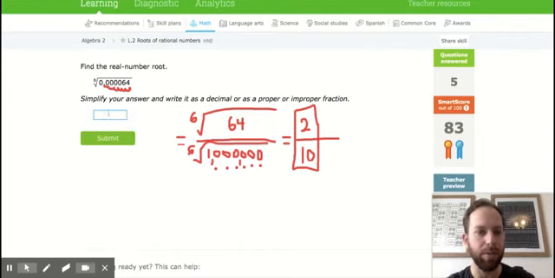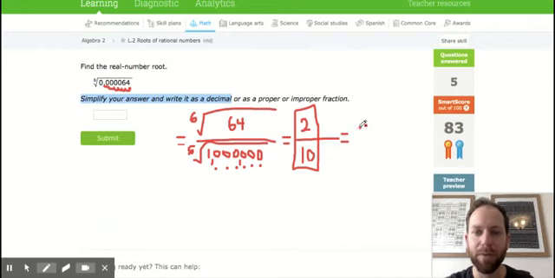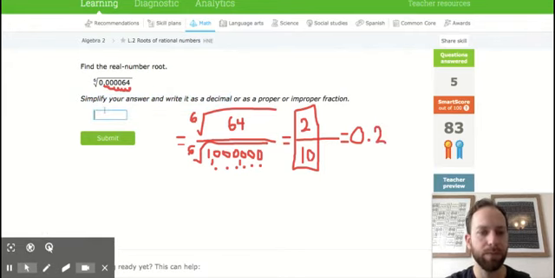So let's go ahead and put it says, simplify your answer and write it as a decimal. All right, so let's go ahead and write this as a decimal. How would we write 2/10 as a decimal? Well, this would be 0.2.